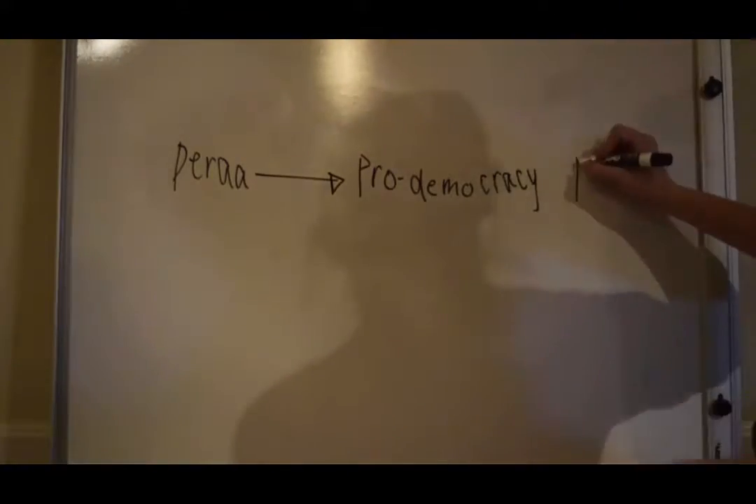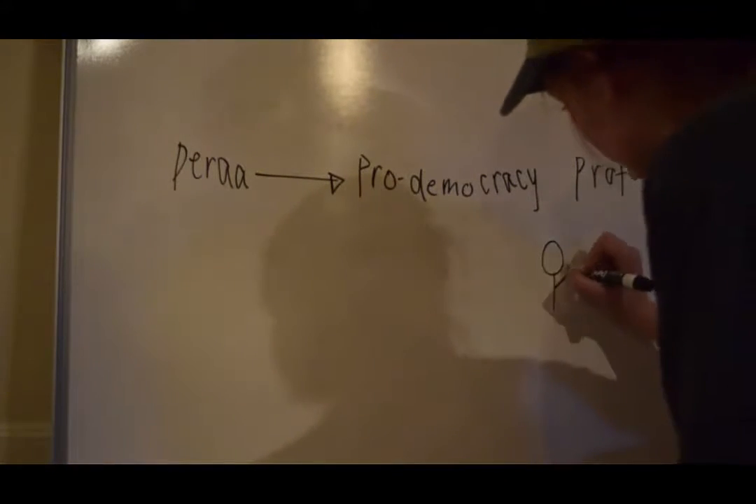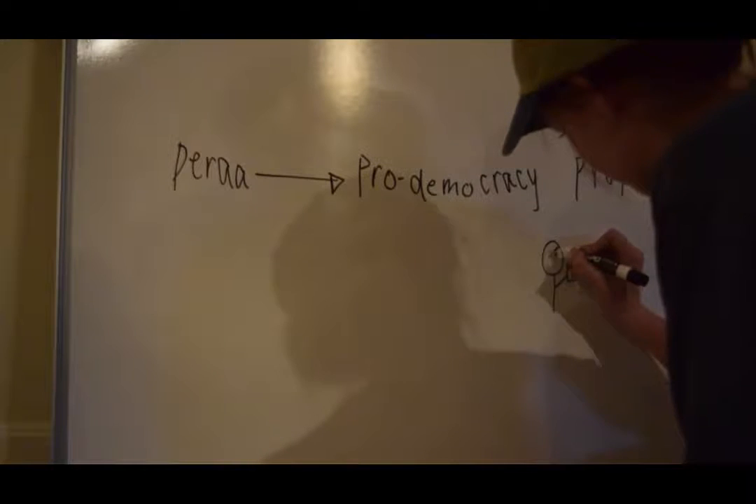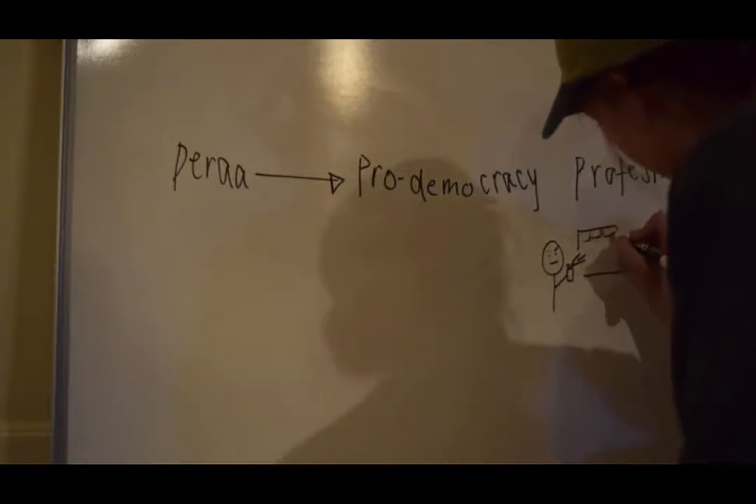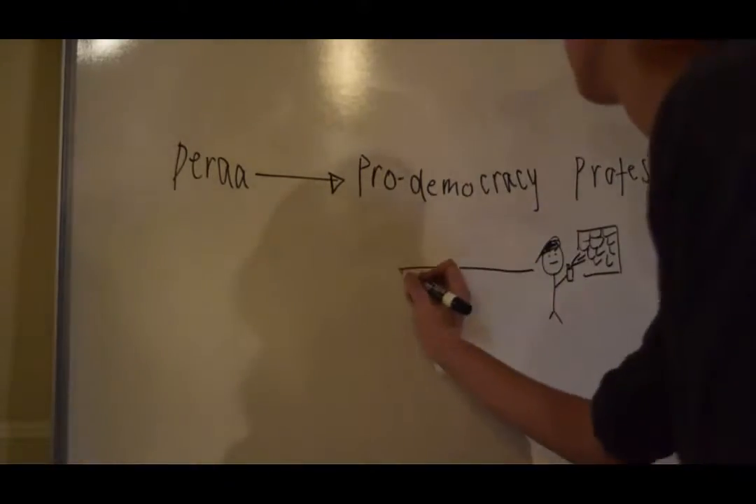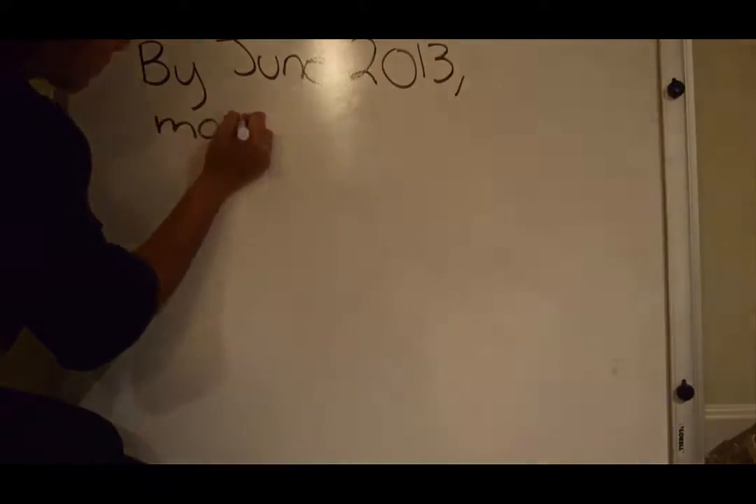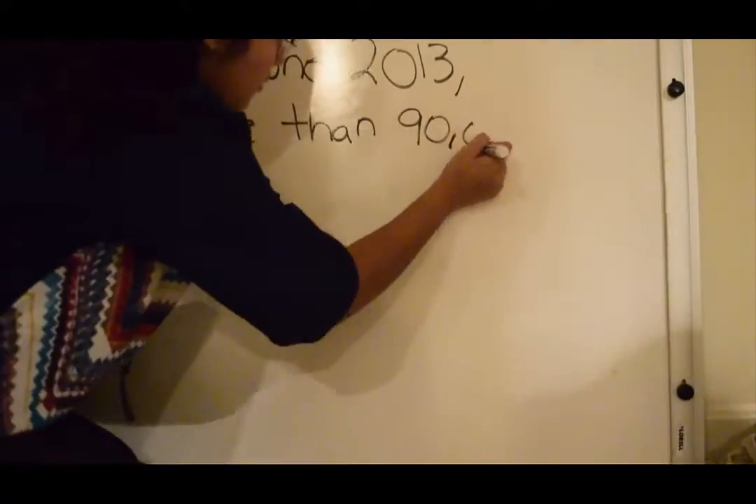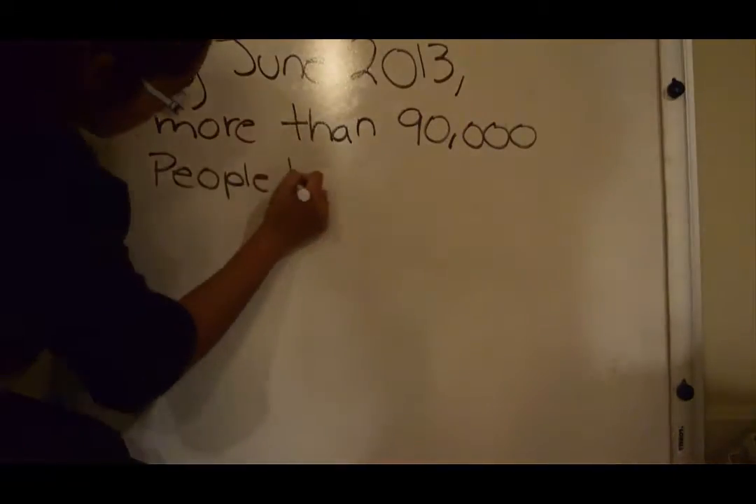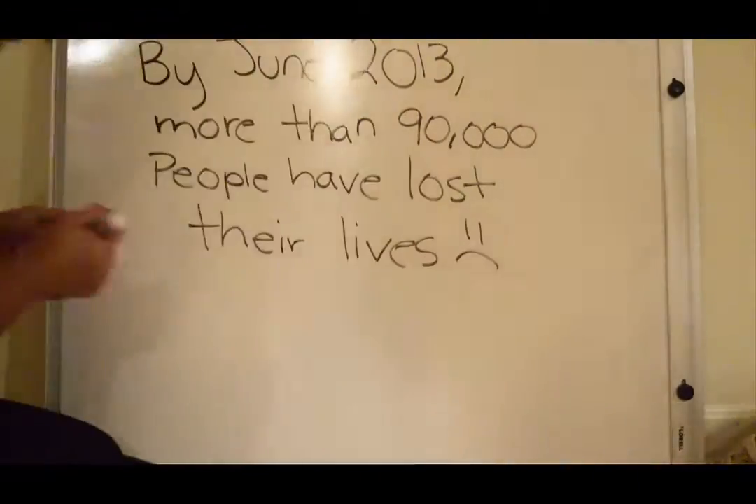This triggered a nationwide protest demanding President Assad's resignation. It also led to the formation of rebellious groups. Now, the conflict fully escalated into a civil war. By June 2013, more than 90,000 people had lost their lives.